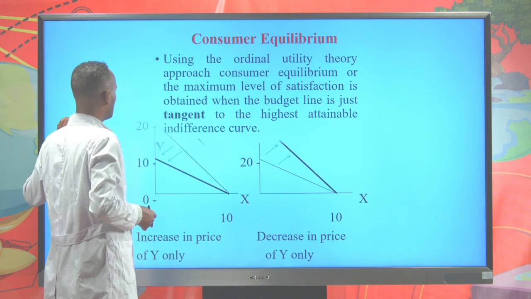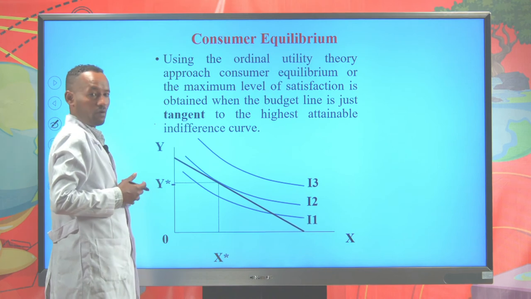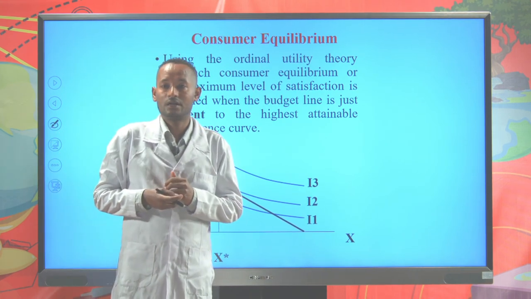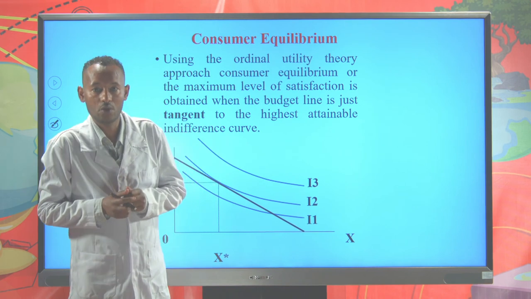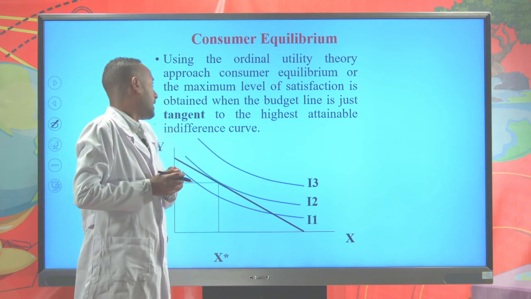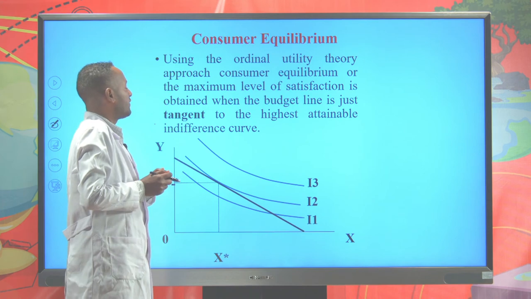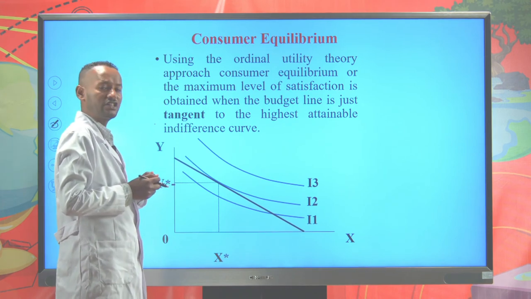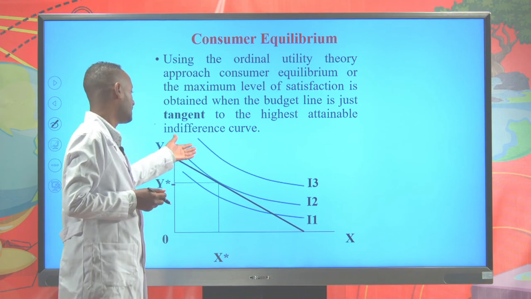Another important information, there is a consumer equilibrium under the indifference curve approach or the ordinal utility theory. Under the ordinal utilitarian or the indifference curve approach, the consumer equilibrium is obtained when the budget line is just tangent to the highest attainable indifference curve.